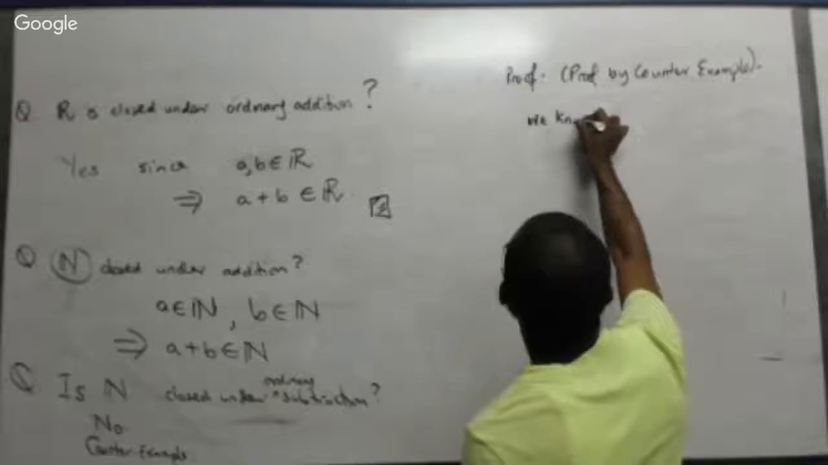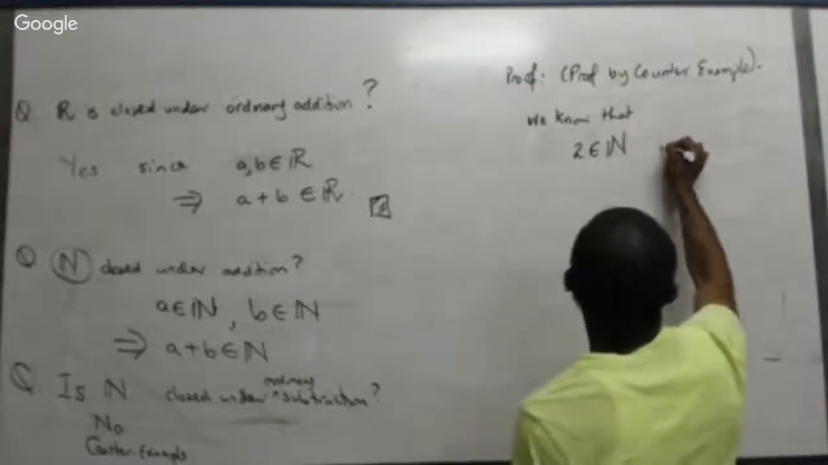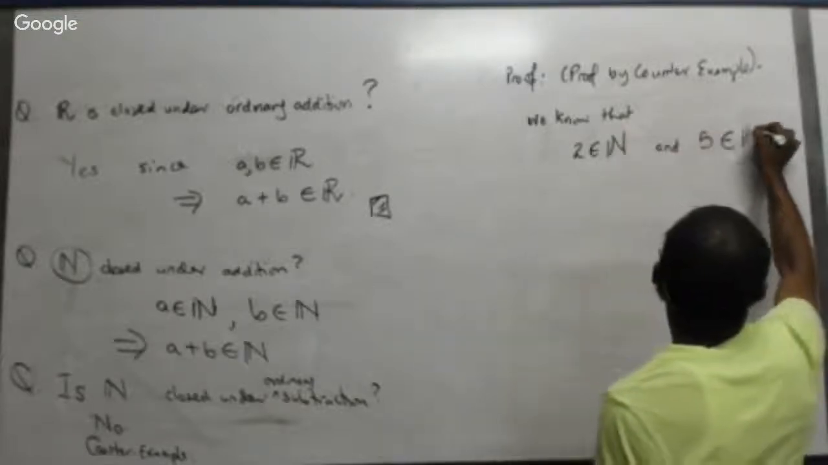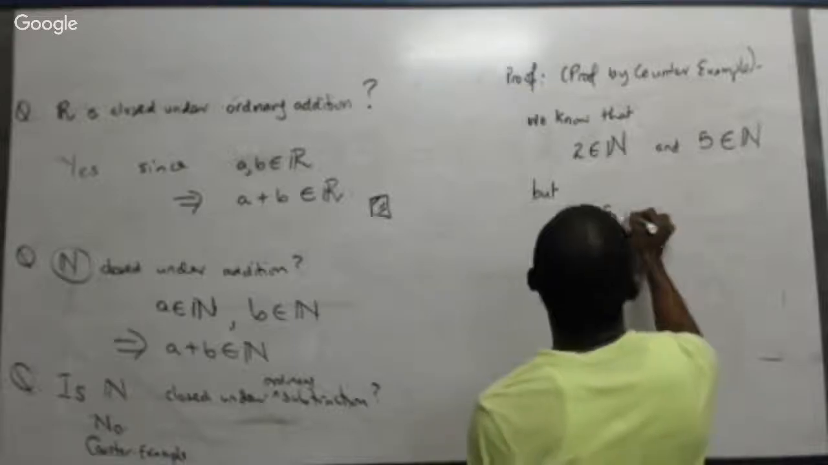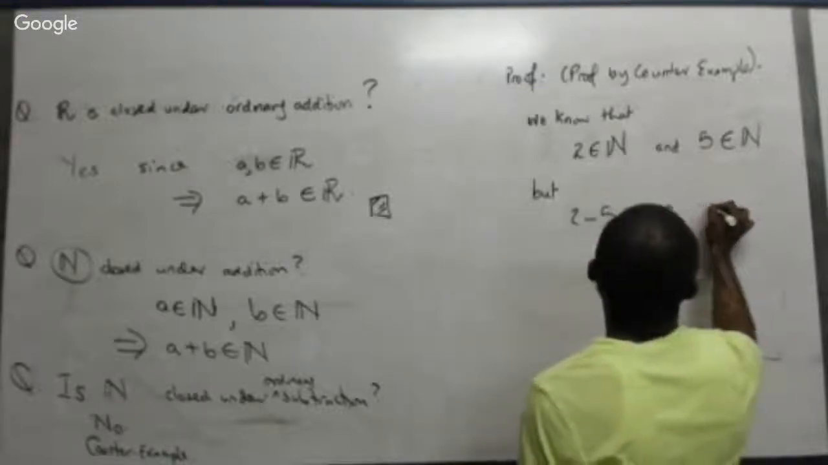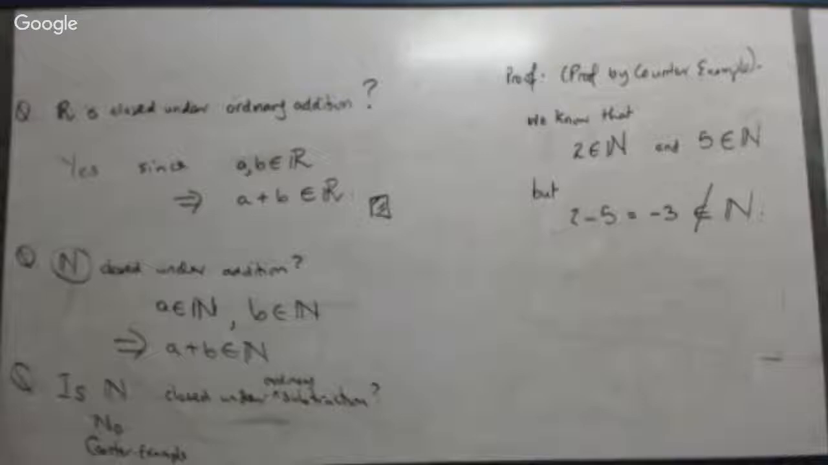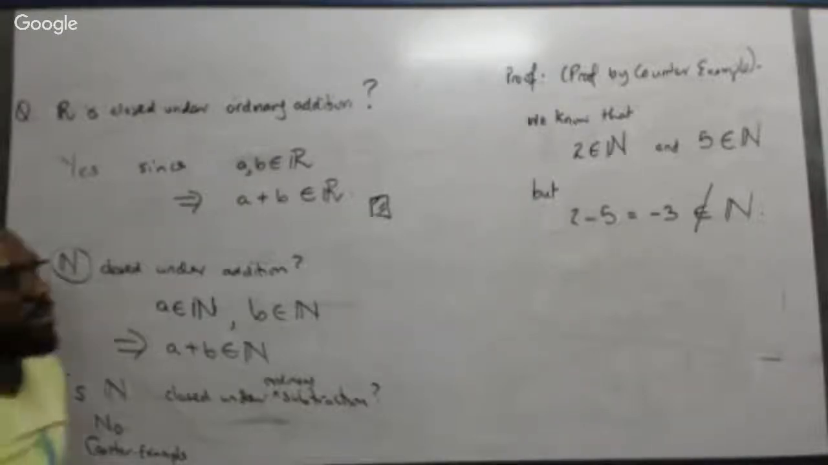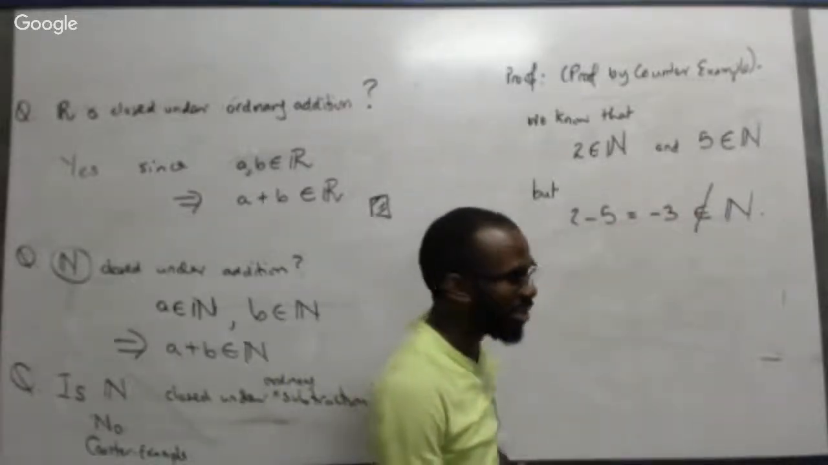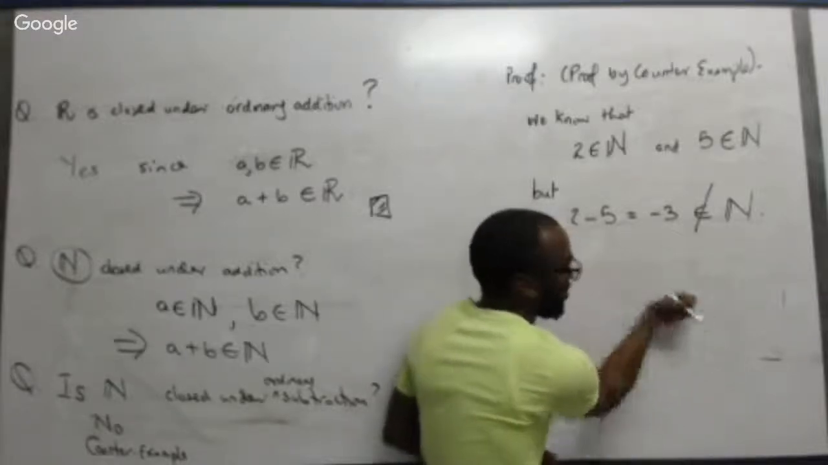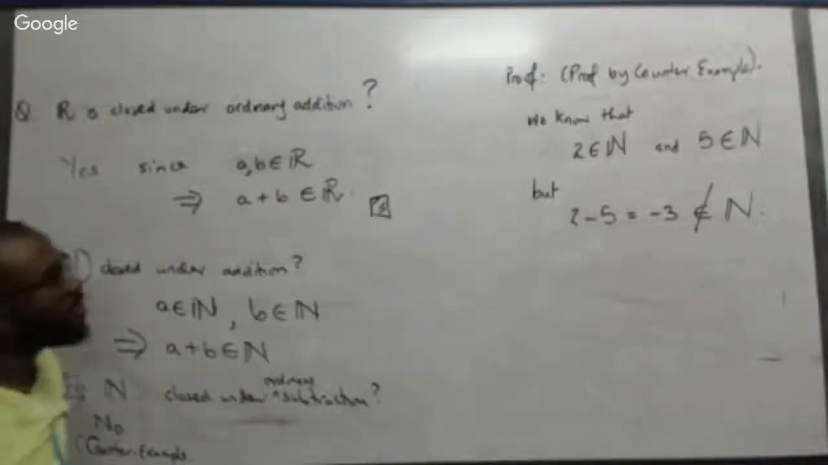We know that 2 is in the natural set and 5 is in the natural set, but 2 minus 5 is equal to minus 3, that is not in the natural set. It's not so. So we have basically shown that it is not necessarily true that when I pick any two random natural numbers and subtract them, I will get a natural number, by just showing an example where it is not true. Fair enough? Question.